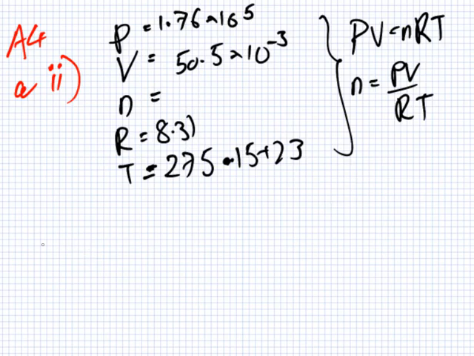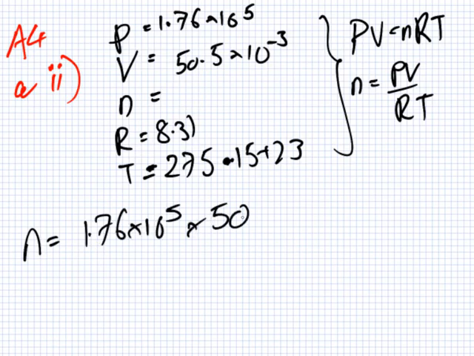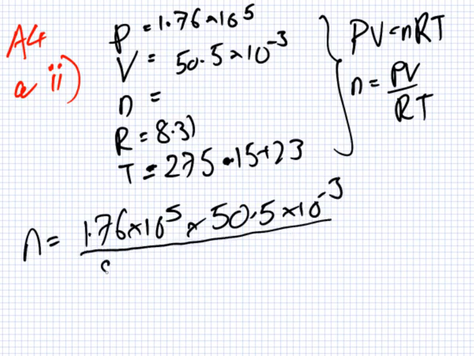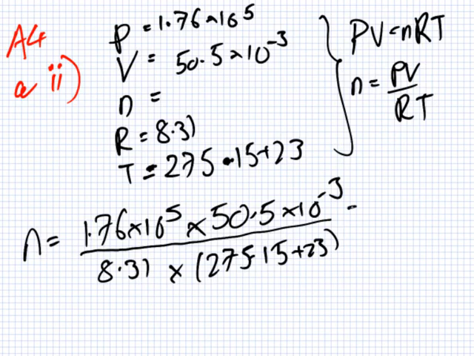Okay, so the n is equal to 1.76 times 10 to the 5 times 50.5 times 10 to the minus 3, all over 8.31 times 273.15 plus 23, which equals 3.58. Yeah, so I'll say 3.59 moles.